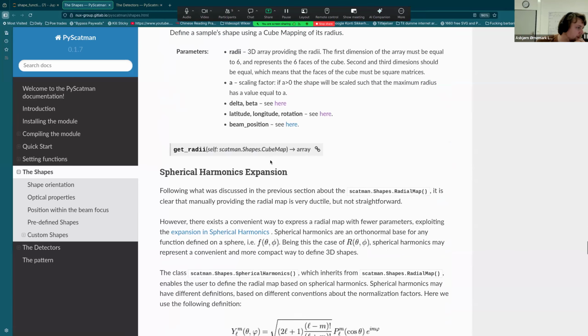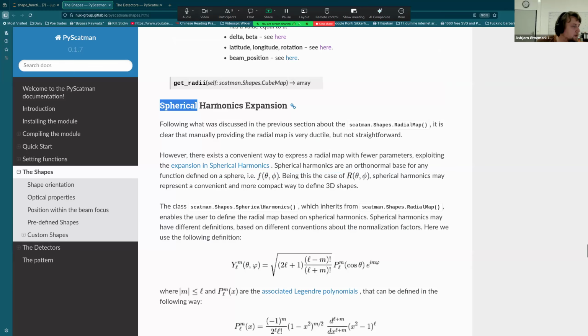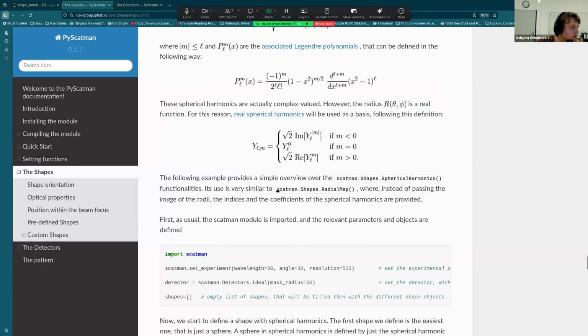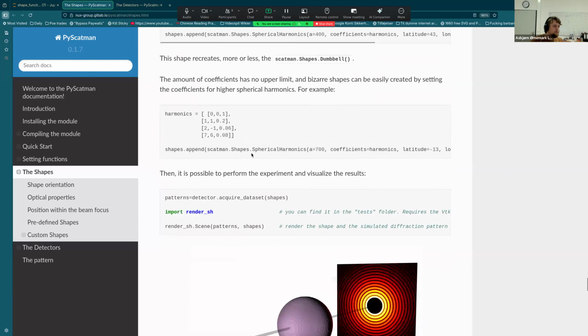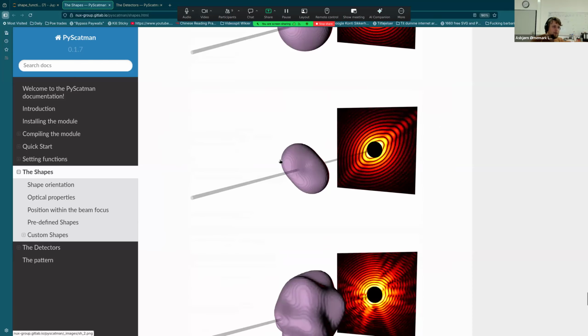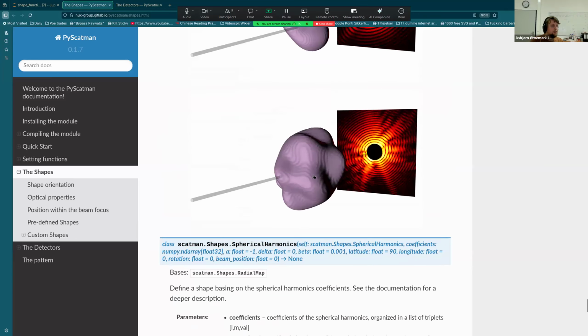The other way to do it, of course, is the spherical harmonics expansion, which is a good physics approach. You just give it a list of your spherical harmonics and then the intensity, and this then becomes different shapes.